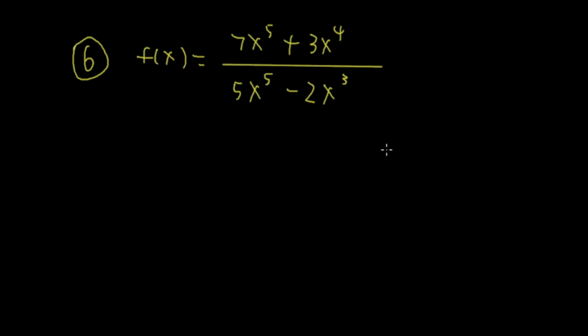Now, using the rule, the highest degree of power in the numerator is the same as the highest degree of power in the denominator. That means the horizontal asymptote is equal to 7 over 5. y equals 7 over 5. Next, let's take the limit as x approaches positive infinity on both sides of the function. See if I can get the same answer.